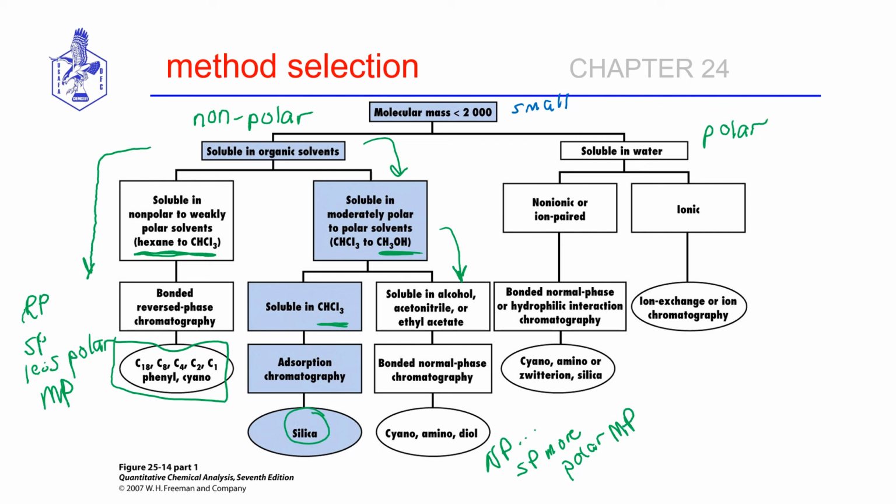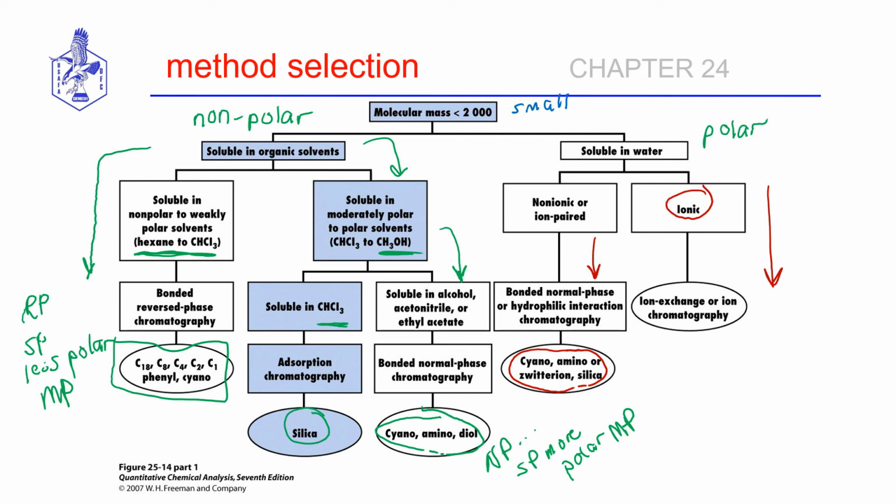And appropriate groups to bond to our silica surface are those shown there. Coming back, if our sample tends to be polar, we need to know if our constituents are ionic or not. If they are ionic in nature, very simply, we are going to be doing ion exchange chromatography. If they are polar but not ionic, then we are looking at bonded normal phase, in which, once again, we are looking at these types of stationary phase materials to be bonded to our silica surface.